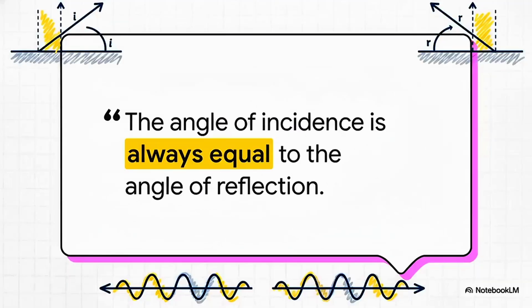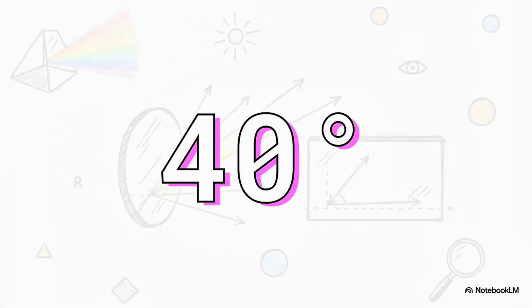And that brings us to the ultimate ironclad rule of physics governing every single mirror you have ever looked into, the law of reflection. It states, very simply, that the angle of incidence I is always equal to the angle of reflection R. It is a perfectly symmetrical mirror image of angles. To put that into perspective, if an incident light ray strikes a mirror at exactly 40 degrees relative to our normal line, it has absolutely no choice but to bounce off at exactly 40 degrees.